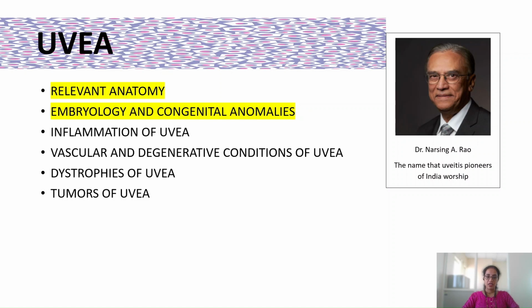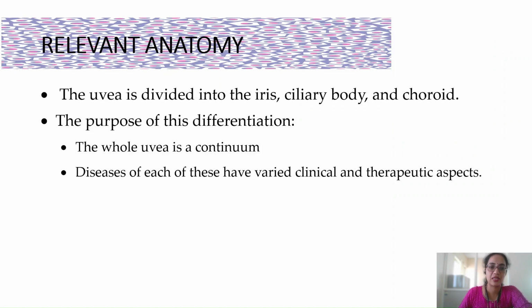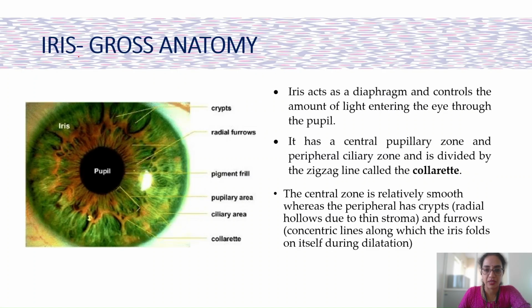Today's topics are relevant anatomy of the uvea and embryology and congenital anomalies. So the uvea is divided into the iris, ciliary body and the choroid. Even though the uvea is a continuum, we need to differentiate this because each disease of the iris, of the ciliary body and the choroid have different presentations and have different therapeutic aspects.